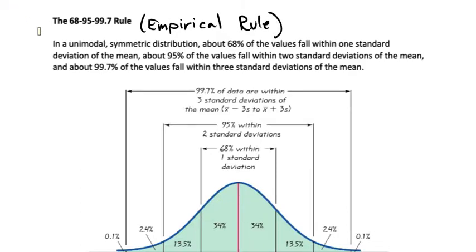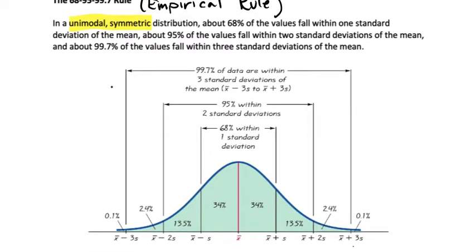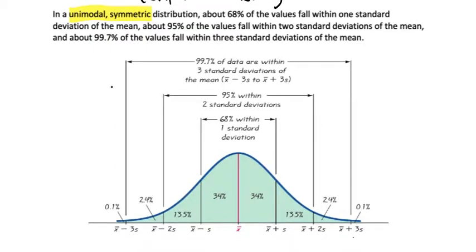And the empirical rule works for a unimodal symmetric distribution. Remember, unimodal means that it has one peak, and symmetric means that it is the same on both sides. If we have that type of distribution, 68% of the values will fall within one standard deviation of the mean, 95% will fall within two standard deviations, and about 99.7% will fall within three standard deviations.